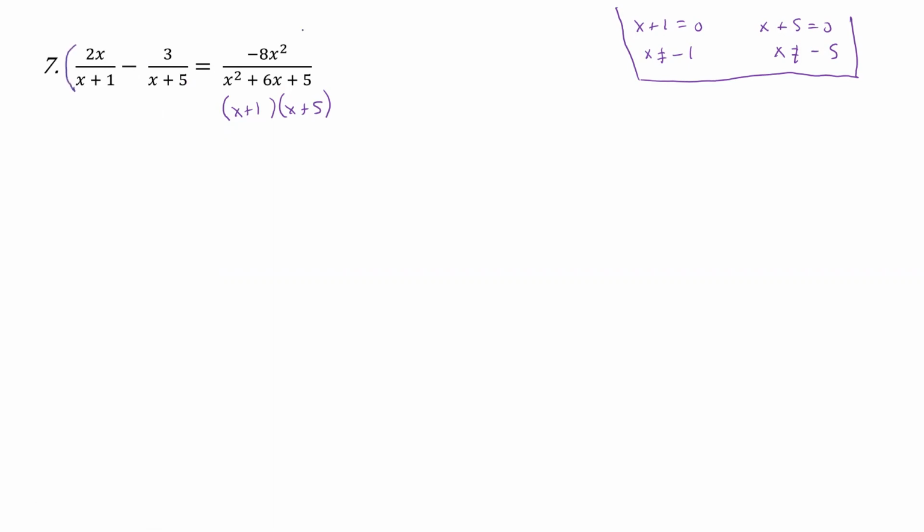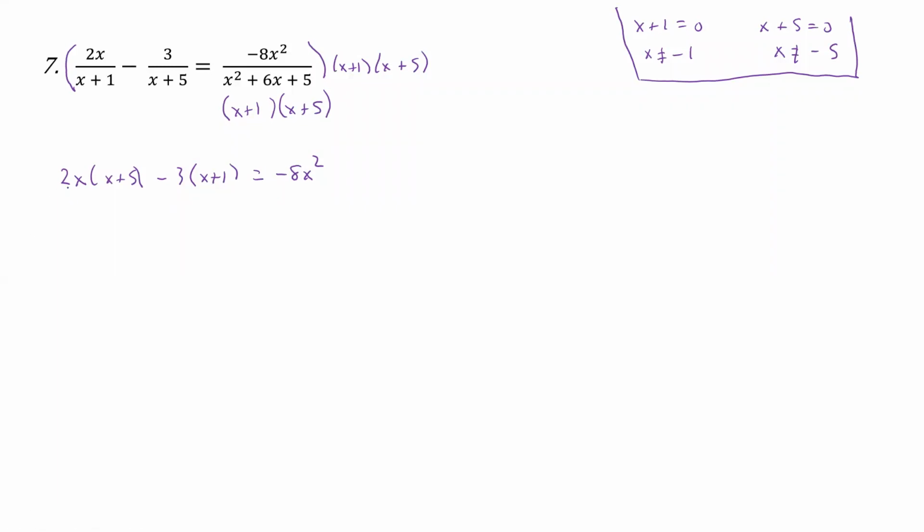And so what is the LCD? Well, the LCD is just this x plus 1 times x plus 5. So I'm going to multiply every term times that. So I'm going to take that whole thing times each one of these terms. When I take it times the first one, I'll have 2x times, our x plus 1 cancels, we have x plus 5. Then minus 3 times, now the x plus 5 cancels, and we have x plus 1 left. And here when we multiply it, we just end up with the numerator is minus 8x squared, because both of the denominator and up here cancel.